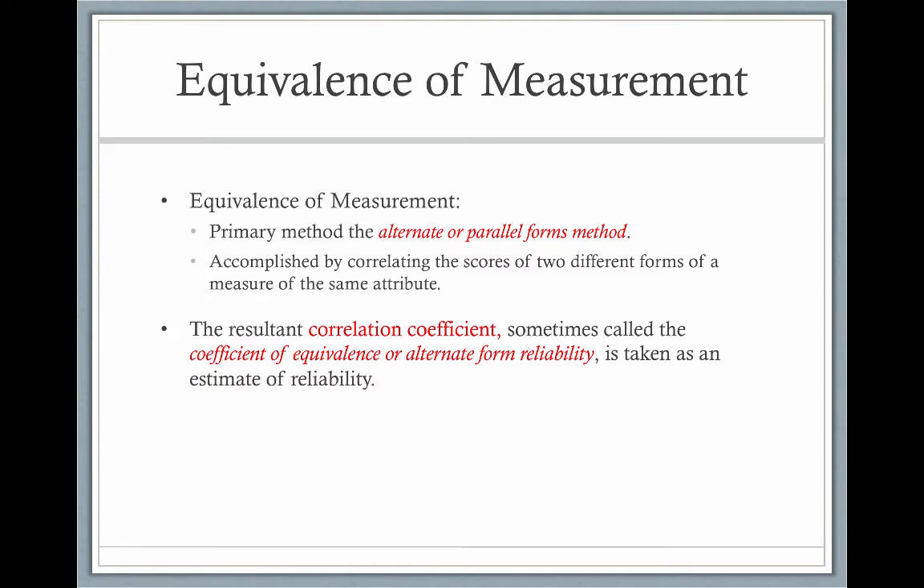Equivalence of measurement. The primary method is the alternate or parallel forms method. This is accomplished by correlating the scores of two different forms of a measure of the same attribute. The resultant correlation coefficient, sometimes called the coefficient of equivalence or alternate form reliability, is taken as an estimate of the reliability of the measurement.